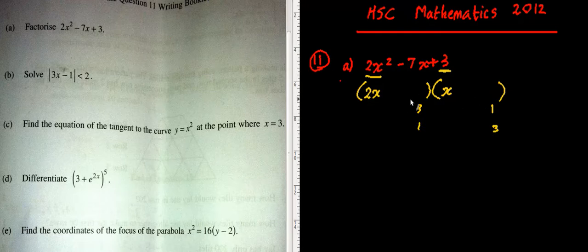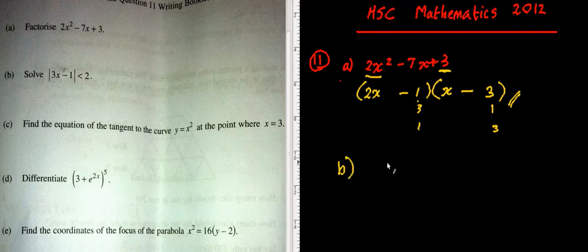If I put 3 over here, I will get a 3x term and a 2x term. There's no way I'm going to get 7x from there. So instead, I'm going to put 1 over there, and I'm going to put 3 over there. So now I get 6x and 1x. They add up to being 7, so there you go. So now I'll worry about the sign. It's going to be minus and minus: minus 6x, minus 1x. So there you go, that's the solution.